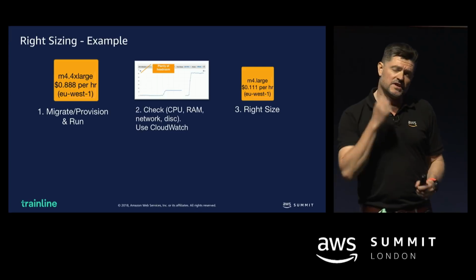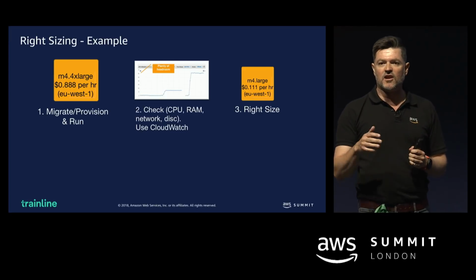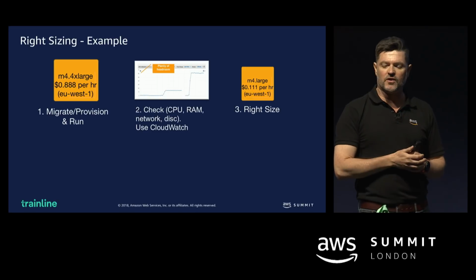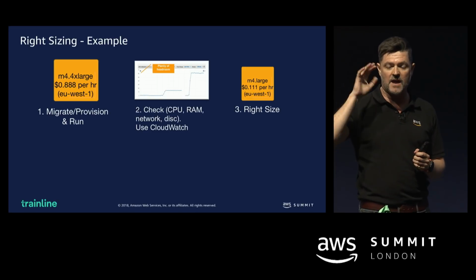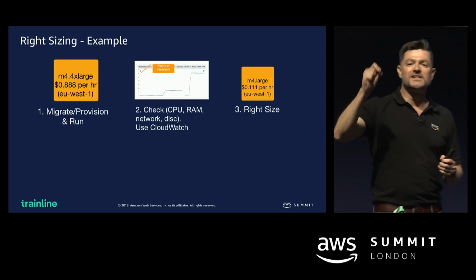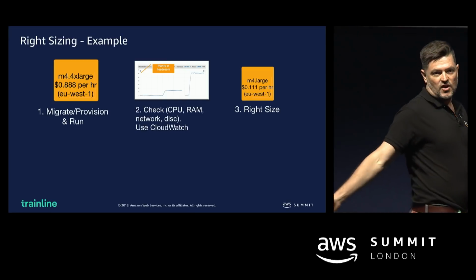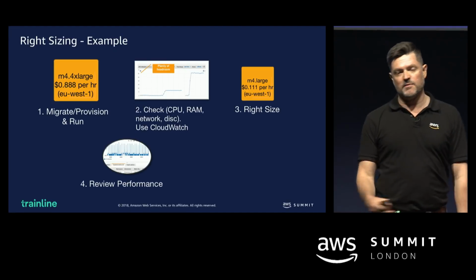The dev team on this was like, well, they're only really doing that at the end of the month, the last couple of days of the month. You know what, we're going to get a little bit aggressive here. We're going to drop this from an M4 to an M4 large. That's 11 cents an hour in EUS 1 currently. So they've right-sized down.